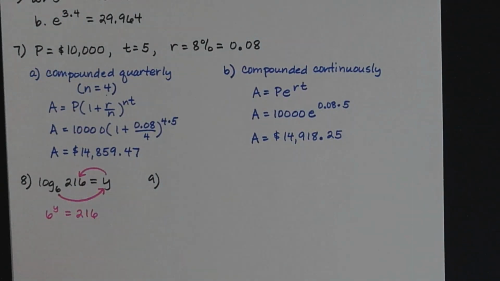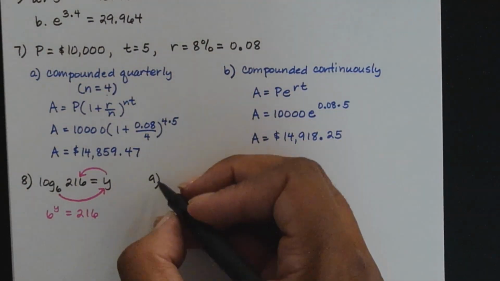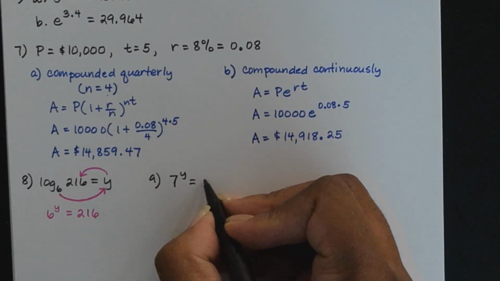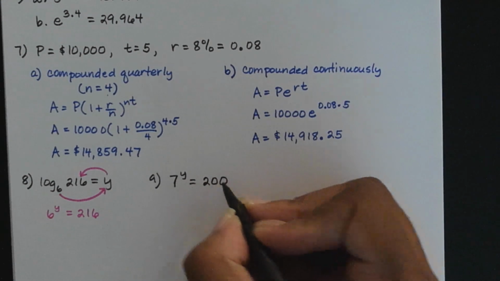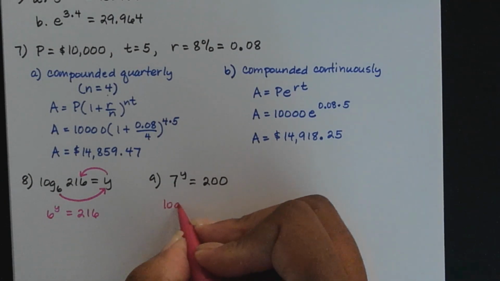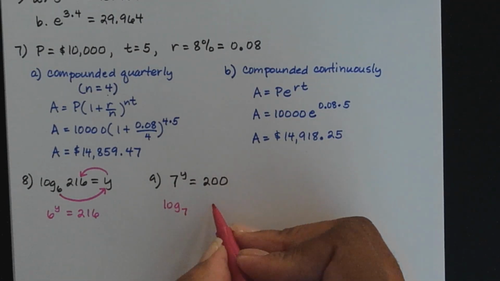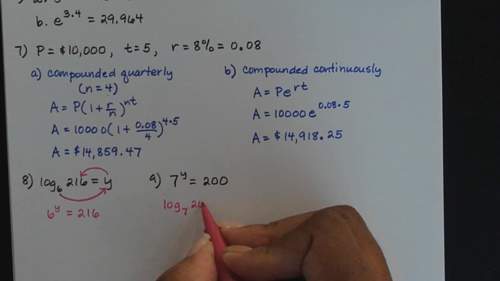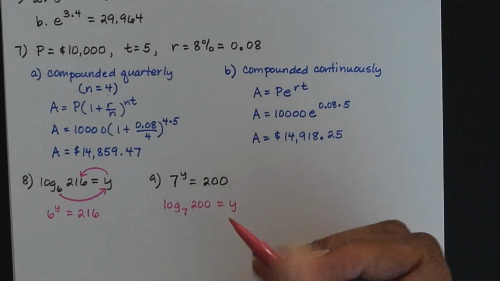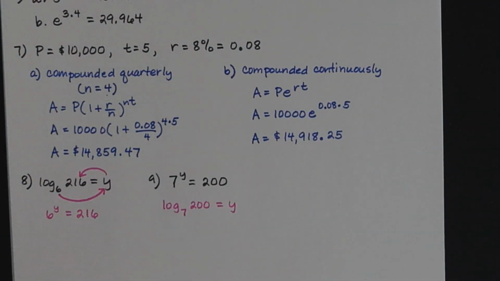All right, questions on number 8? All right, number 9 is in exponential form. You have 7 to the power of y equaling 200, and we're going to write it in its equivalent logarithmic form. Log to the base 7 of 200 equals y. Okay, and that's all there is to it.